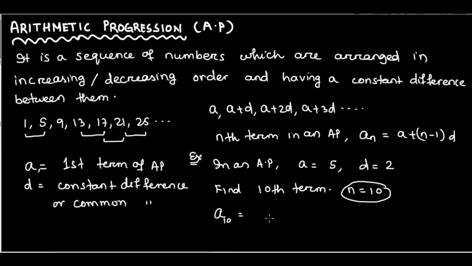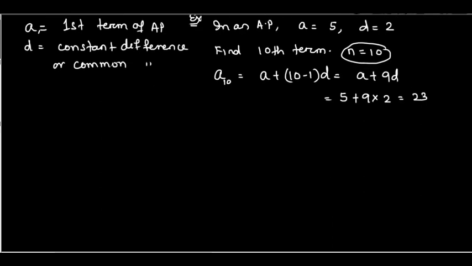So a10 is equal to a plus 10 minus 1 into d, which means a plus 9d. What is a? A is 5, plus 9 into d. What is d? D is 2. So 9 into 2 is 18. 18 plus 5 will be 23. It means the 10th term is 23. So in this way you can find the nth term in an AP.